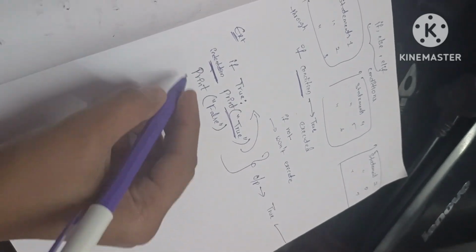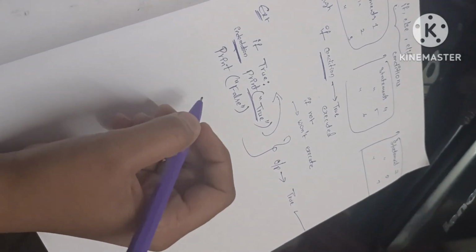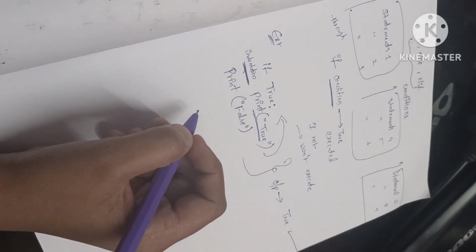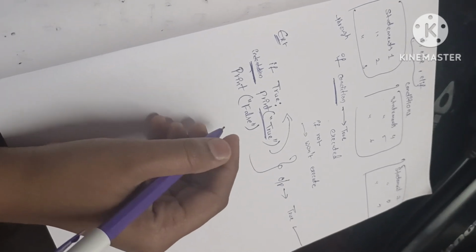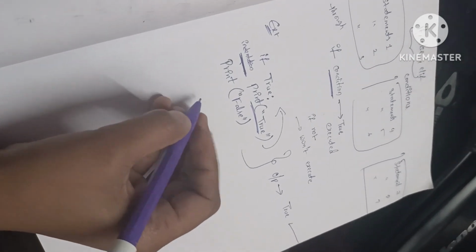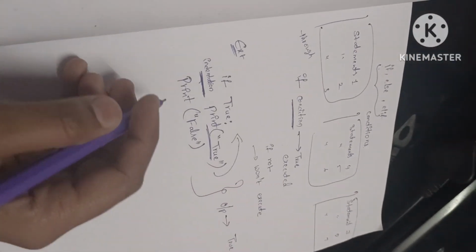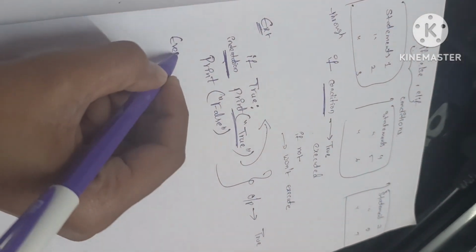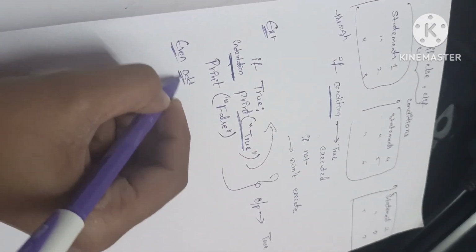Generally we will give 4 spaces, 3 spaces, 2 spaces, whatever it may be, and that is called indentation. సో ఒక ట్యాబ్ ఇస్తే సరిపోతుందండి.